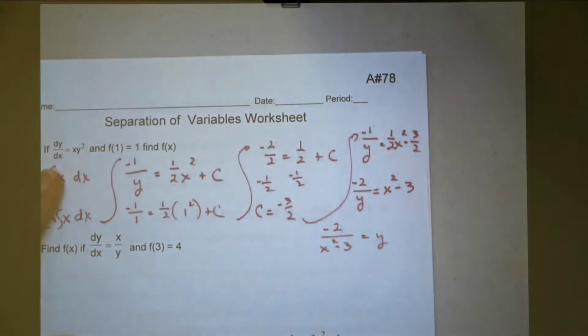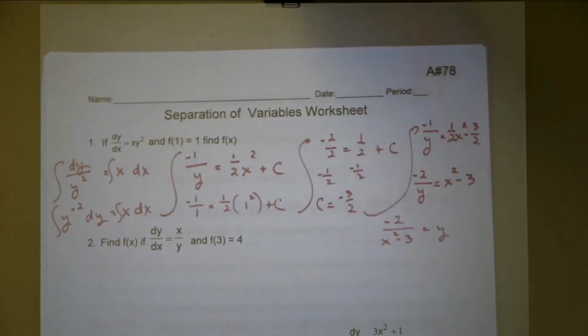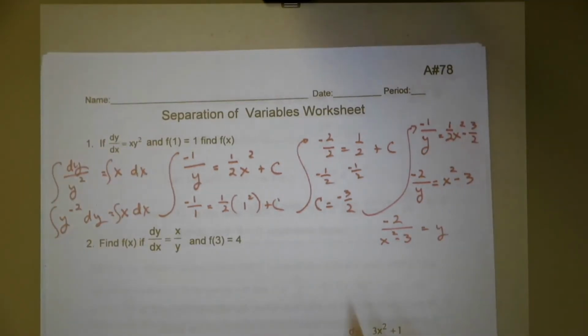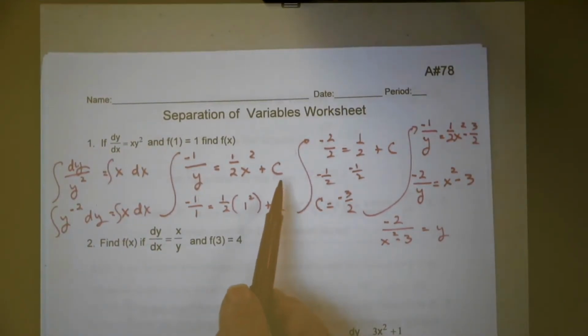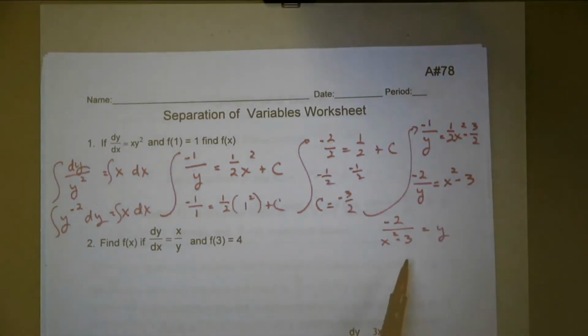And there's our equation for y. Let's review our steps. We have separated. We have integrated. We've added a constant of integration. We've used an initial condition. And we've solved for y.